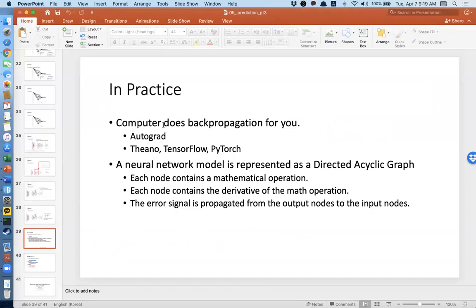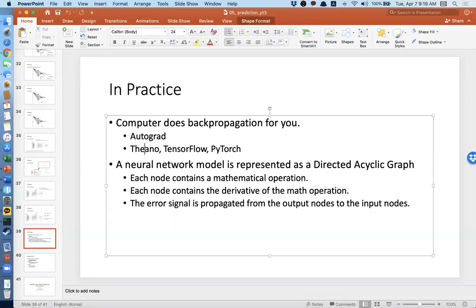So in practice, the computer uses a package called AutoGrad. It's automatic gradient calculation, I guess, AutoGrad. And there are certain famous libraries of AutoGrad that do the backpropagation for you.